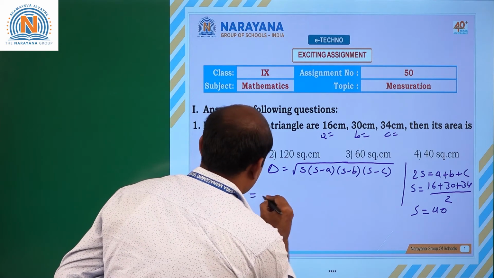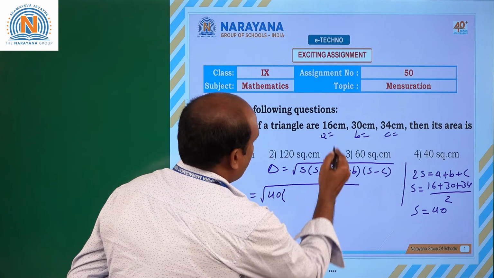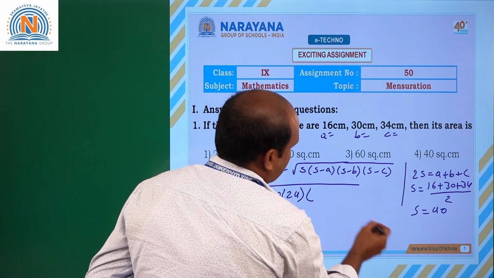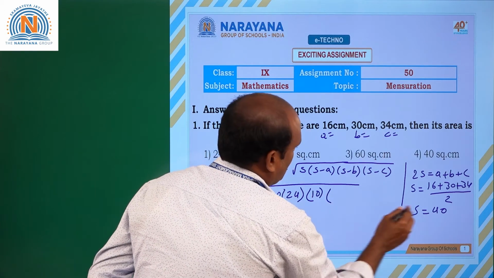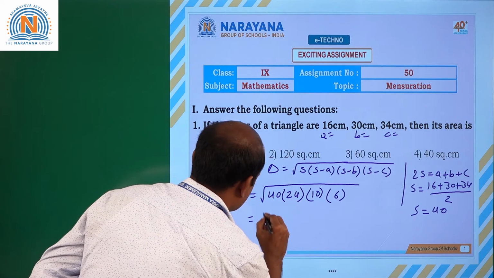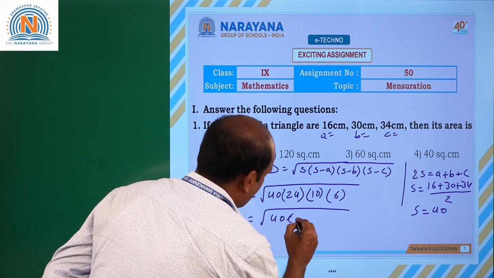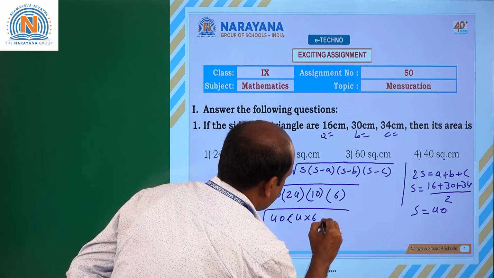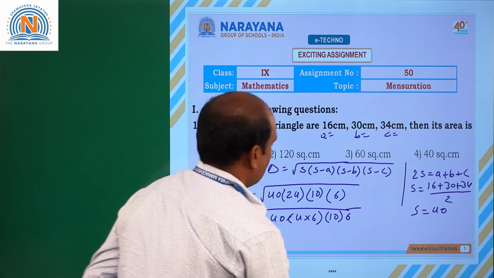So that is equal to square root of s is 40 into 40 minus 16, that is 24, into s minus b, s is 40 minus 30, that is 10, into 40 minus 34, that is equal to 6. This is equal to square root of 40 into 24 can be written as 4 into 6 into 10 into 6, right?